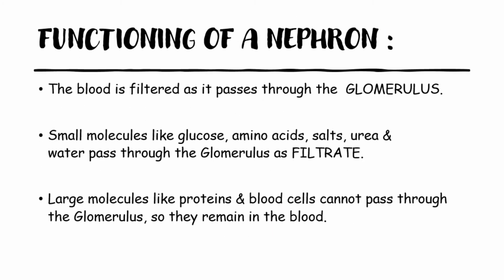Now, the functioning of a nephron. The blood is filtered as it passes through the glomerulus. Small molecules like glucose, amino acids, salts, urea, and water pass through the glomerulus as filtrate. Large molecules like proteins and blood cells cannot pass through the glomerulus, so they remain in the blood.